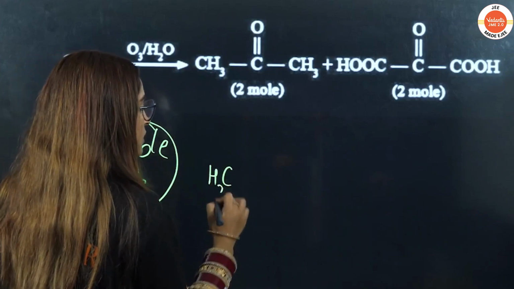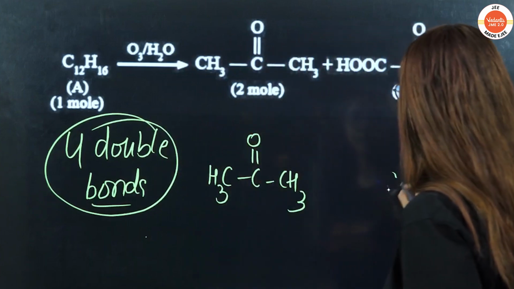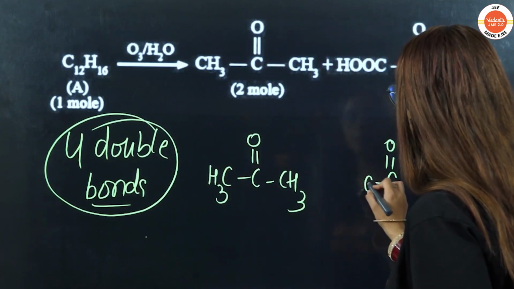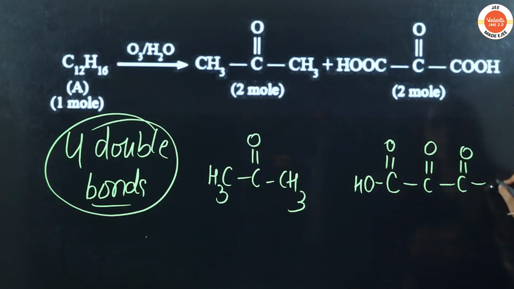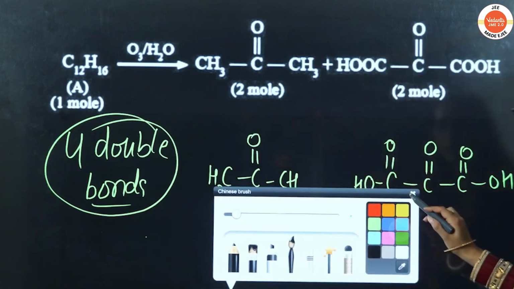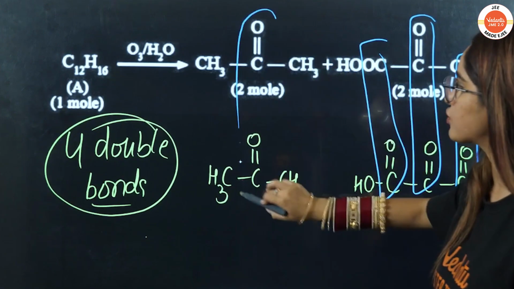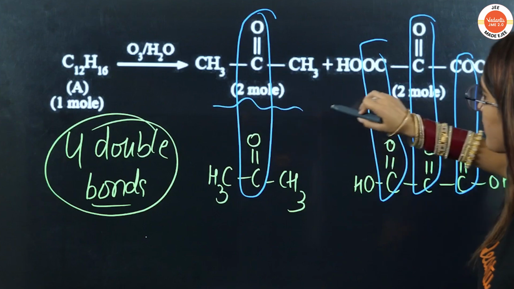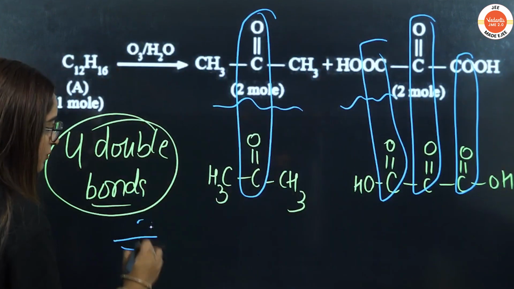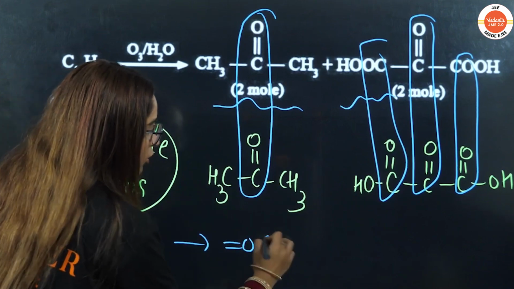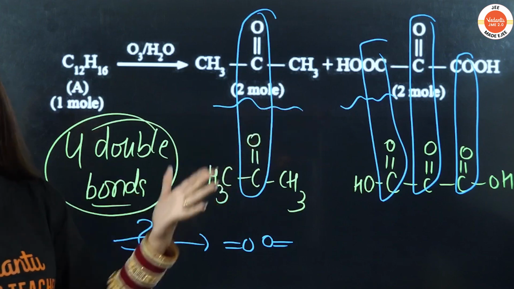This is CH3, this is C double bond O CH3, this is C double bond O, C double bond O, OH, C double bond O, this is C double bond O OH. So this will tell you that these 2 double bonds, these 2 double bonds, these 2 double bonds, and these 2 double bonds. Whenever, what is ozonolysis? We break the double bond, we attach double bond O and double bond O. This is what we must have done, right, to get 2 moles of this and 2 moles of this.